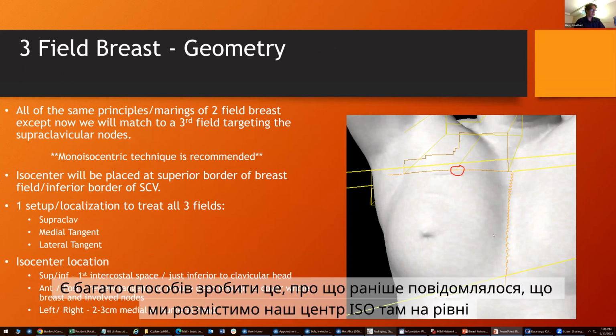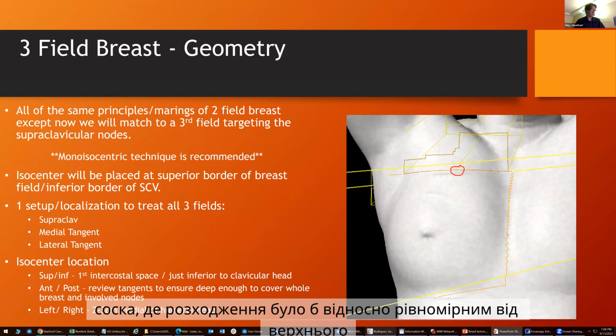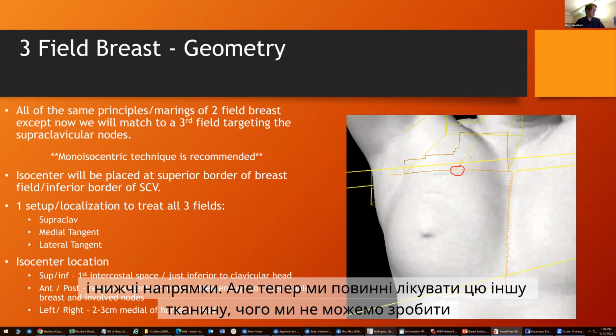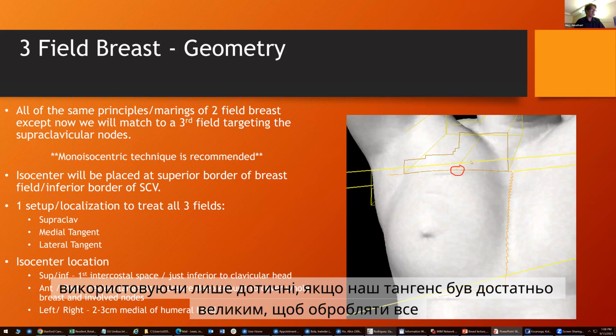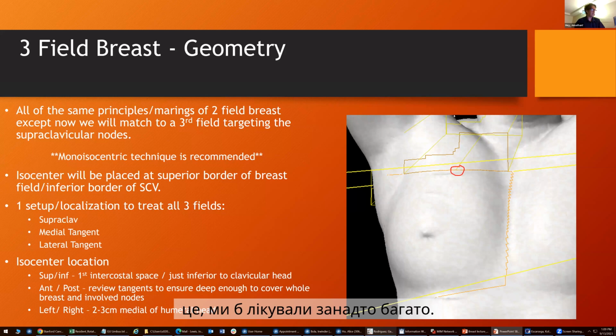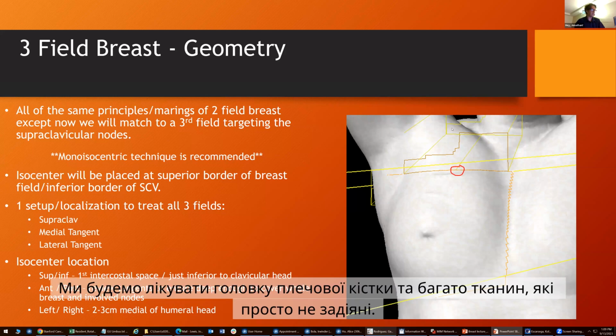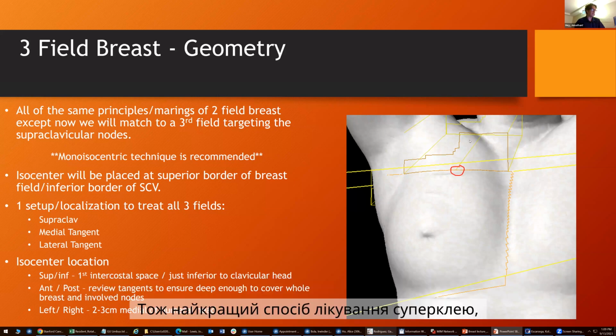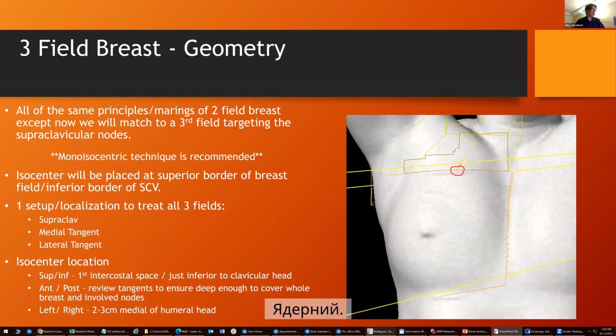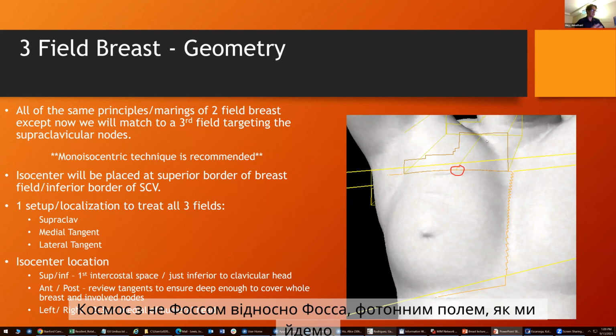Previously, I advised that we place our isocenter there at the level of the nipple, where the divergence would be relatively even from the superior and inferior directions. But now that we have to treat this other tissue, which we can't do using the tangents alone, if our tangent was just made large enough in order to treat all of this, we would be treating too much. We would be treating through the humeral head and a lot of tissues that are just not involved. So the best way to treat the supraclavicular space is with a relatively en-face photon field, as we're going to see.